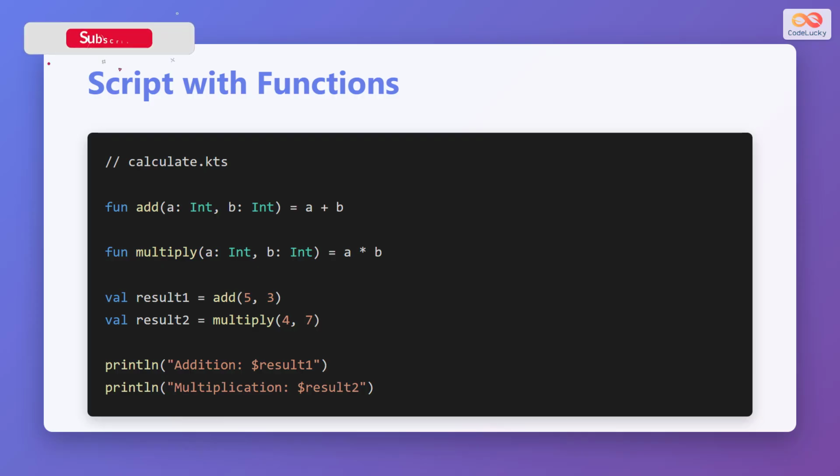Kotlin scripts can contain functions just like regular Kotlin code. Here we define two functions, add and multiply, that perform basic arithmetic operations. We can call these functions and store their results in variables. Everything executes from top to bottom sequentially. This demonstrates that scripts aren't limited to simple statements. You can organize your code with functions for better structure and reusability.